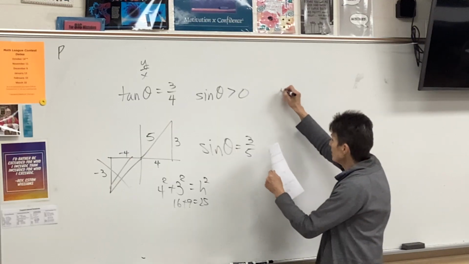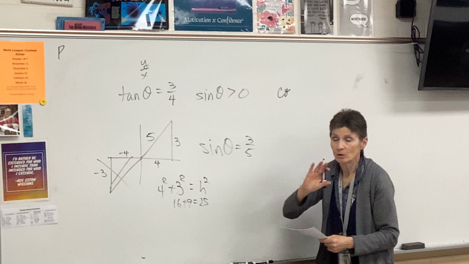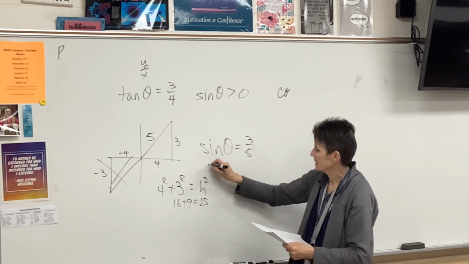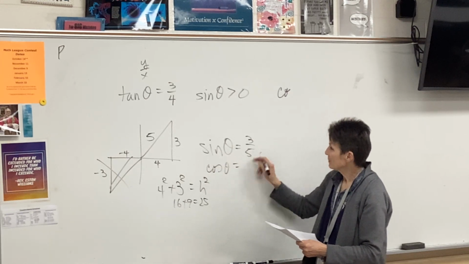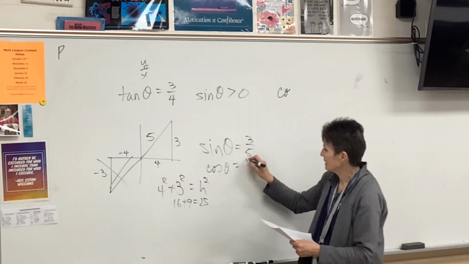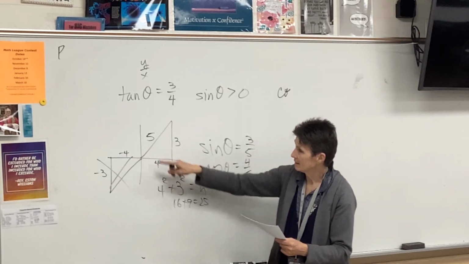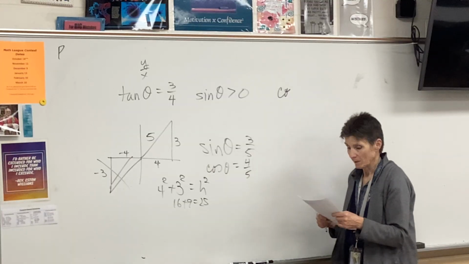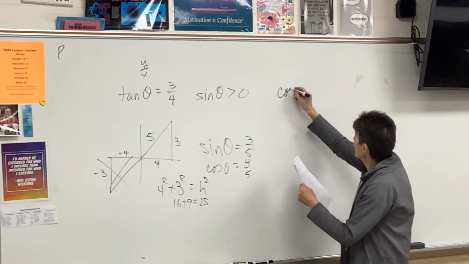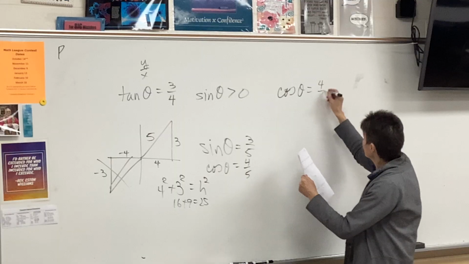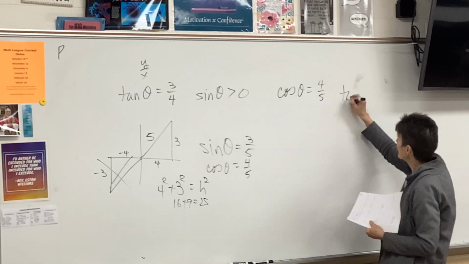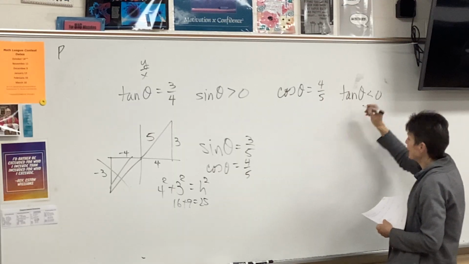All right, so we know that I need sine and cosine. Sorry, I didn't read my problem carefully. So the sine is 3/5 and the cosine is 4/5. Find the sine and the cosine. There they are. Okay, sorry about that. All right, cosine is 4/5 and the tangent is negative.